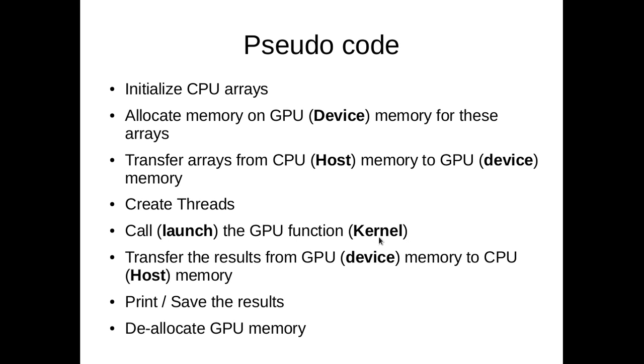Now the kernel execution is over, and I can transfer the results from GPU, that is device memory, to CPU, that is host memory. Initially we had transferred the data from CPU memory to GPU memory, and once the GPU function completes its execution, I can transfer the results back. On CPU memory, I can print or pre-process the data, or just save the results and continue with my program. Once you are done with all the processing on the GPU side, you can deallocate the GPU memory and exit the code.